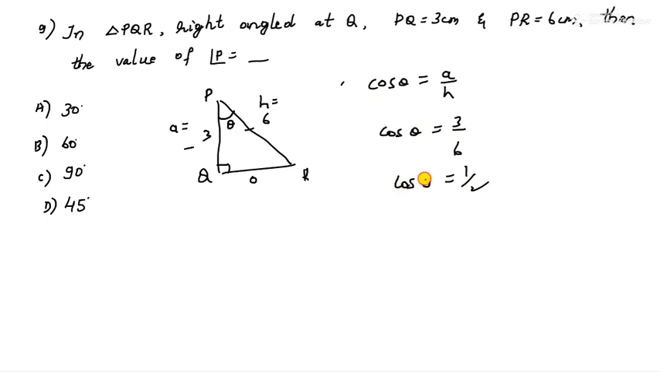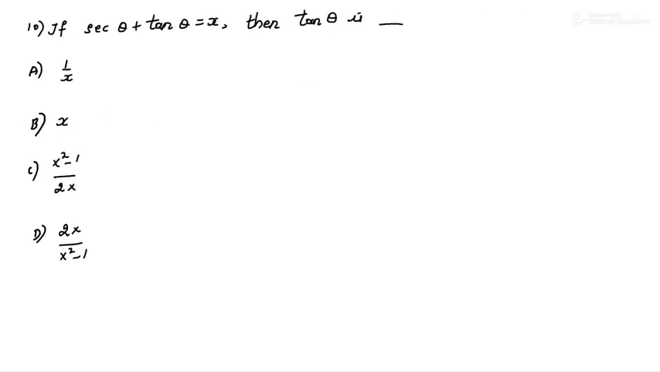So for what value of theta, that is cos theta, you get 1 by 2? So it is 0, 1 by 2, 90 degrees, 60 degrees. So for the value of 60 degrees of cos, you get the answer as 1 by 2. So the answer is option number B, 60 degrees. Got it? Okay. So the next question is, if sec theta plus tan theta equals x, tan theta is dash.